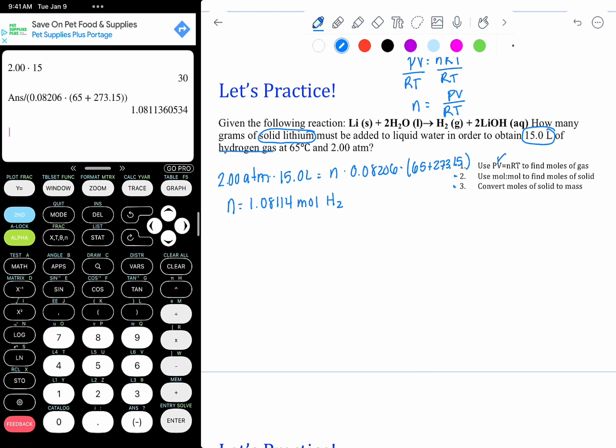We now want to use a mole to mole ratio to find the moles of solid. So we're going to take that 1.08114 moles of H2, and we want to convert that to our solid, which is solid lithium. So for every 1 mole of lithium, I get out 1 mole of hydrogen gas. So 1 mole of hydrogen gas is produced from 1 mole of lithium. So that equals 1.08114 moles there.